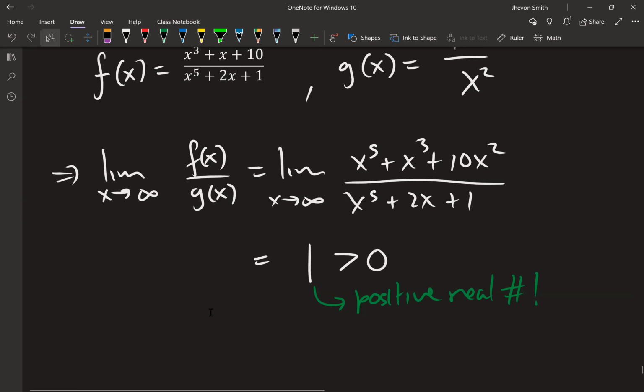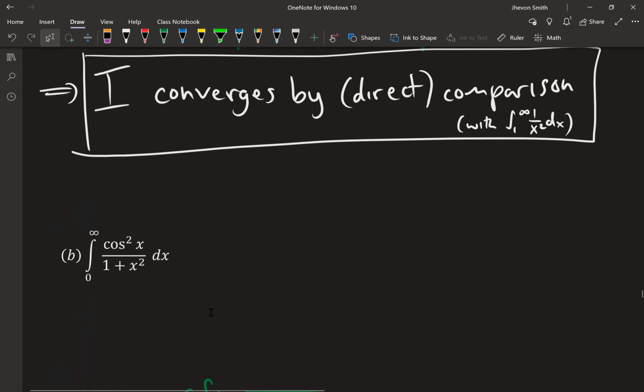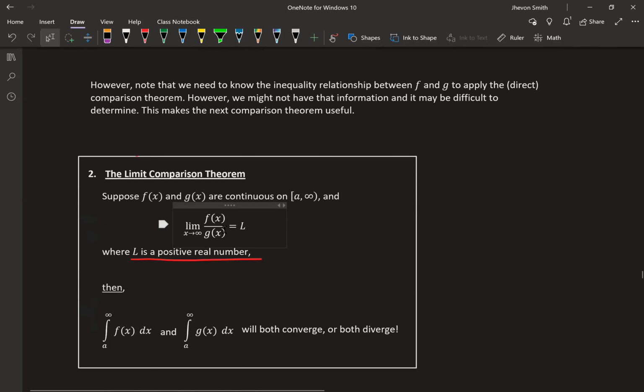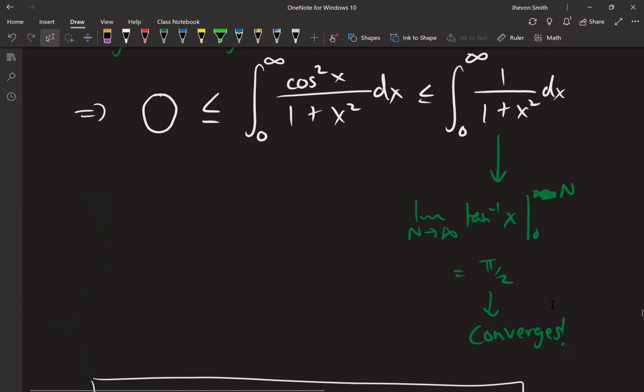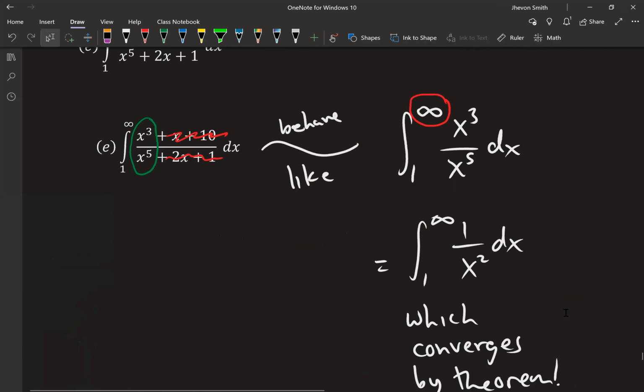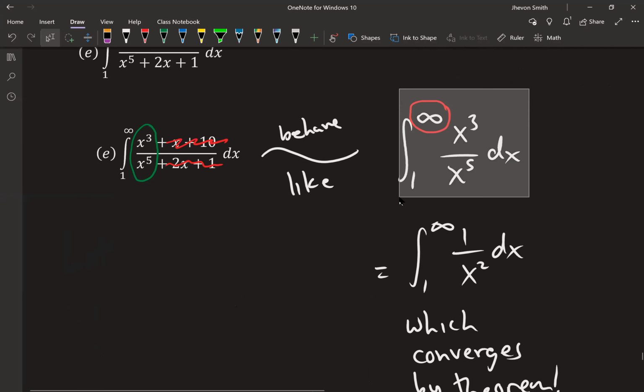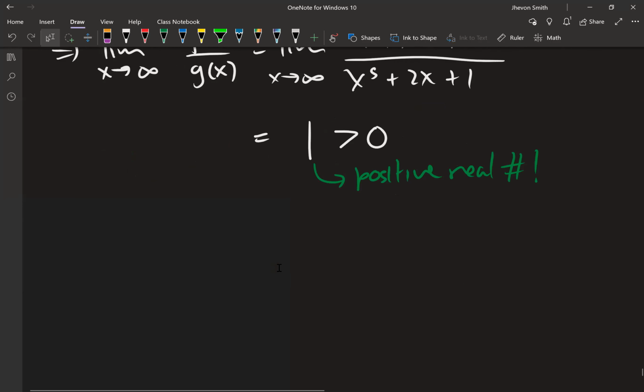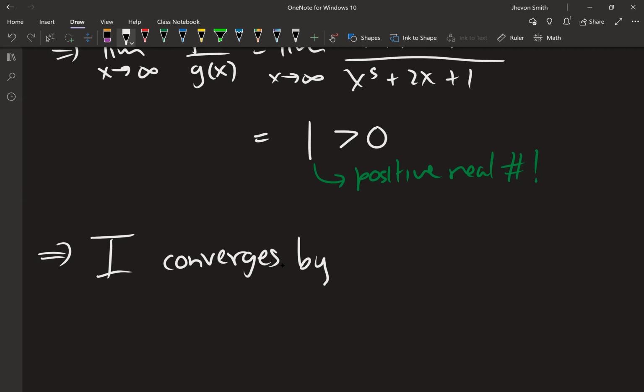Why is it important that that's a positive real number? Well, in the limit comparison theorem, we are told that if we took the limit of the ratio and we got L, where L is a positive real number, we can make a conclusion. Both integrals will converge or both will diverge. They will both do the same thing. In this scenario, I know that this one converges because it is one of the theorem where the p is 2. And so both will converge. The integral converges by limit comparison.